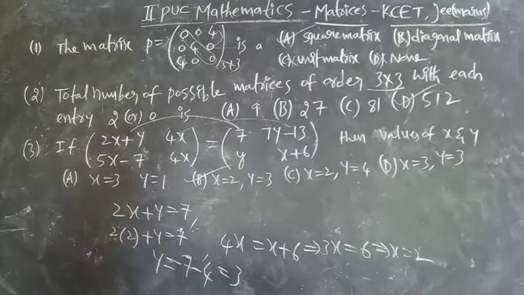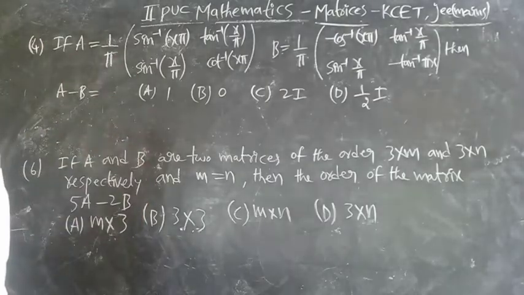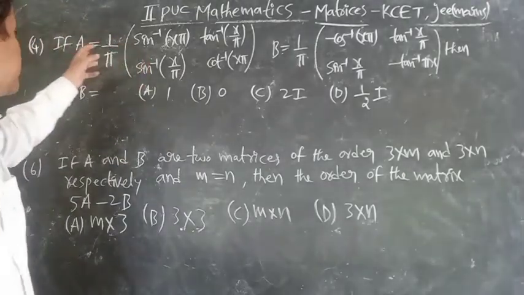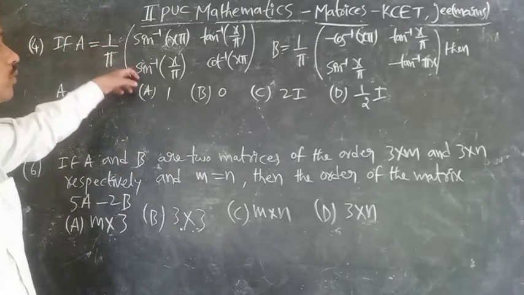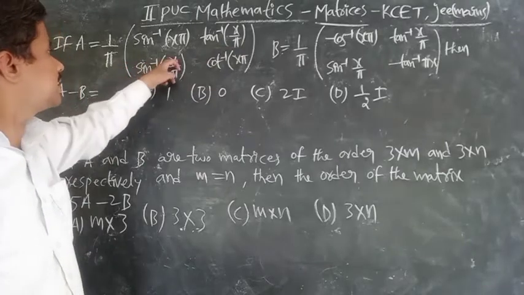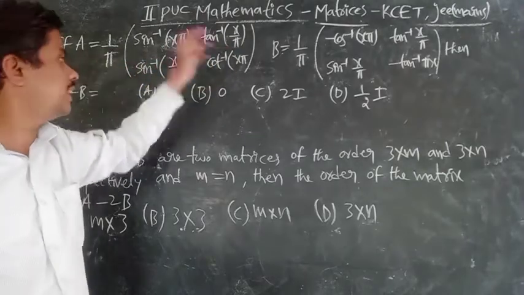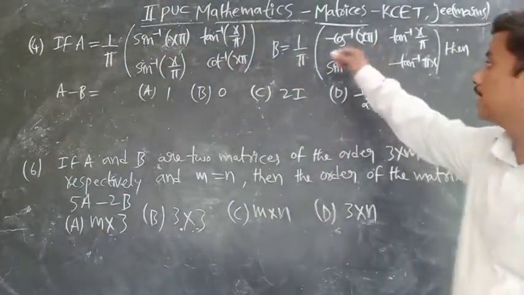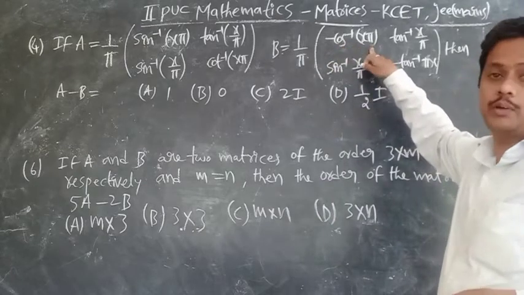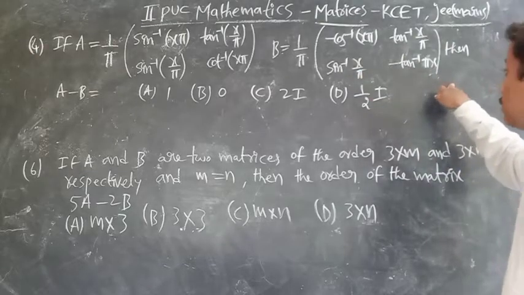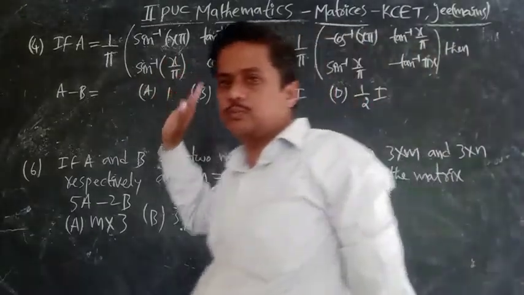Next we move to the next question. See, my dear students, next is question number 4 of this video. If A is equal to 1 by pi into the matrix sin inverse x by pi, tan inverse x by pi, sin inverse x by pi, cot inverse pi by x. Okay. And matrix B is given like this: B is equal to 1 by pi into the matrix minus cot inverse x by pi, tan inverse x by pi, sin inverse x by pi, minus tan inverse pi by x. Okay. Then A minus B is equal to, is given like this.